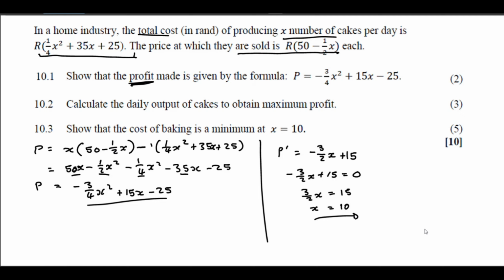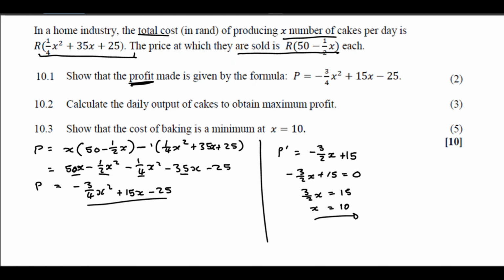So now the last question is asking you to show that the cost of baking is a minimum at 10. The cost of baking is minimum at 10. All right, my good people. What we're required to do is to show that the cost of baking is minimum at 10. All right, fine.